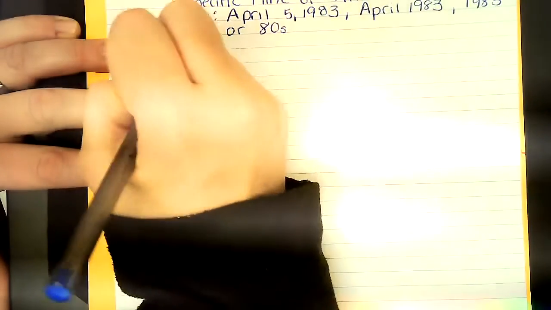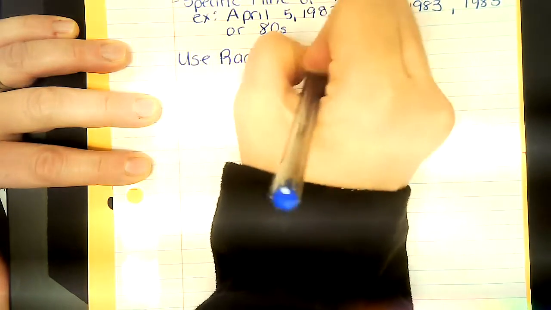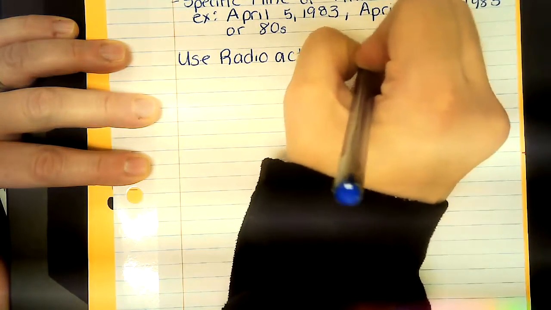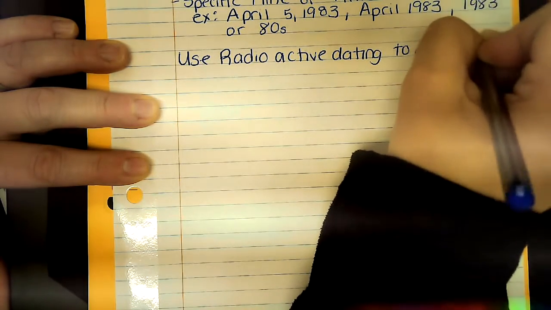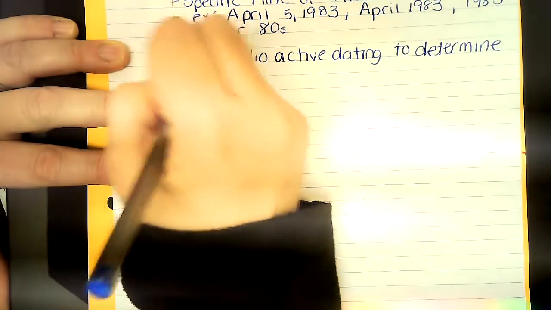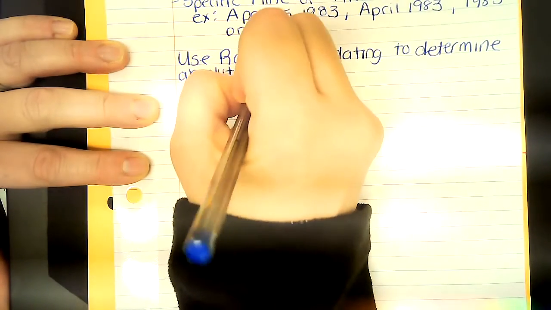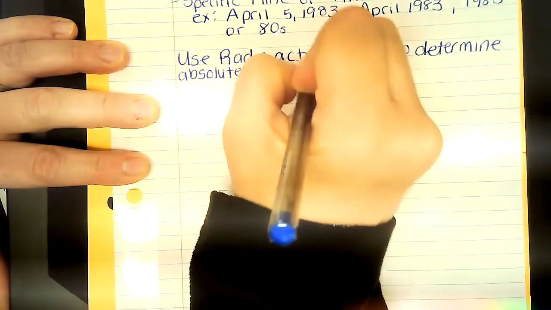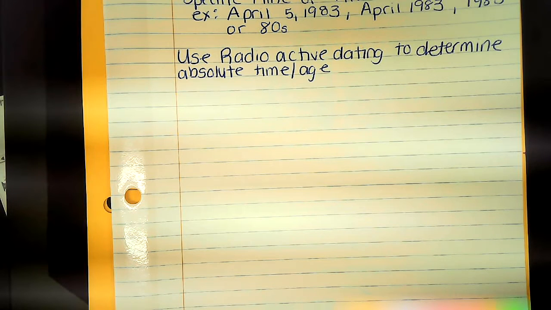For absolute time, we use radioactive dating to determine absolute time and or age, either way you want to think of it. And I do want to get the specific definition of radioactive dating in your notes here. So give me 1 second while I grab that.